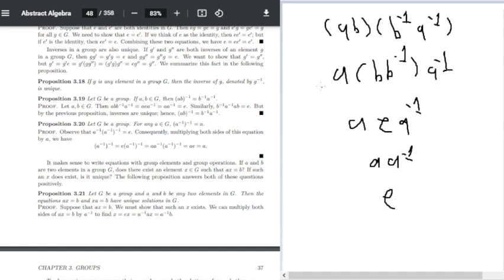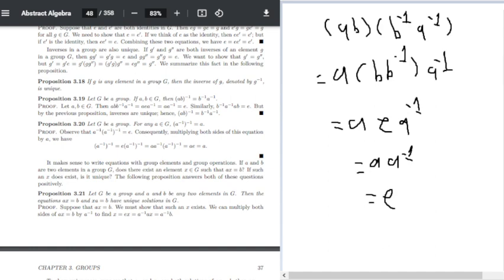Which is actually a valid string of equalities showing that this element is an inverse. This element is an inverse of this element. And note that since previous propositions said that inverses are unique, then this actually completely determines the inverse of two elements in a group.